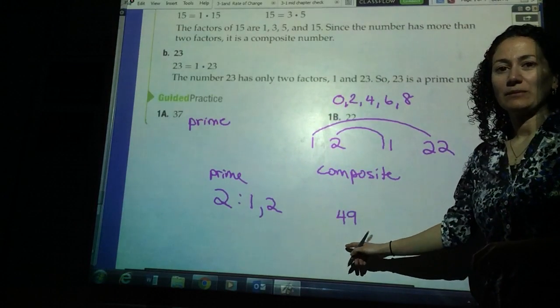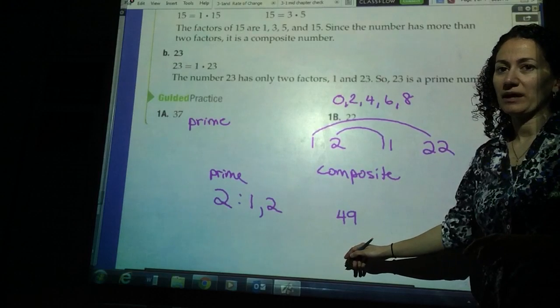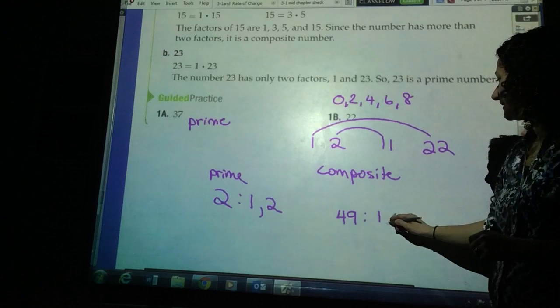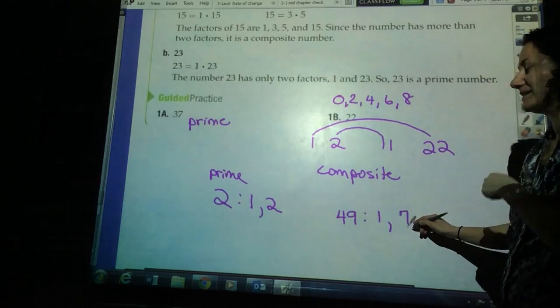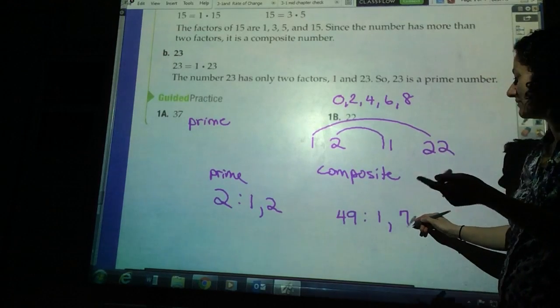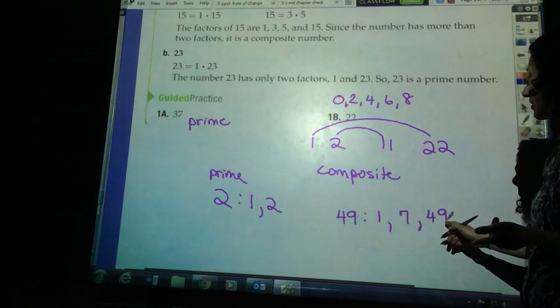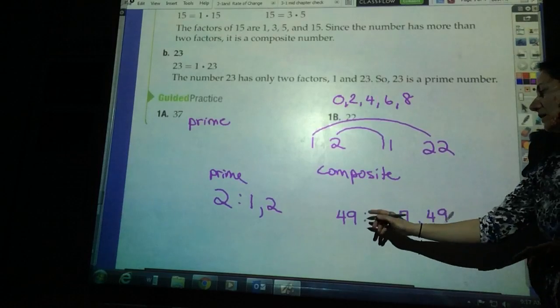If you don't know your times tables, you might look at that and go, oh, yeah, maybe that's prime. But if you know your times tables, you know that 1 and 7 go into 49. 7 times 7 is 49. So even though it doesn't have many factors, it has more than 2. So that makes it a composite number.